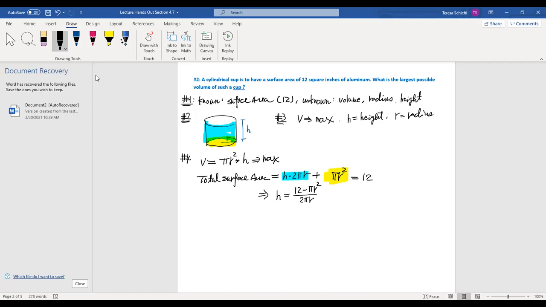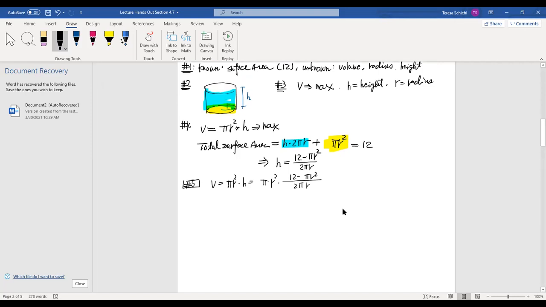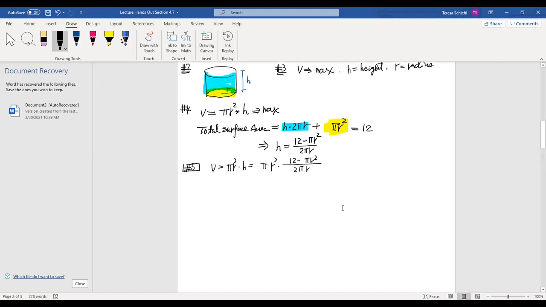Okay, now I can substitute. So now here, step number 5. So volume is pi r squared times h. So this will be pi r squared. h is what? It is 12 minus pi r squared over 2 pi r. Okay, and now in here we can simplify a little bit.